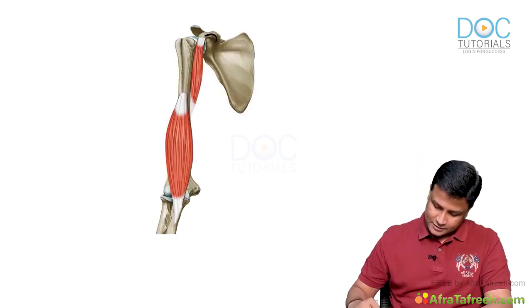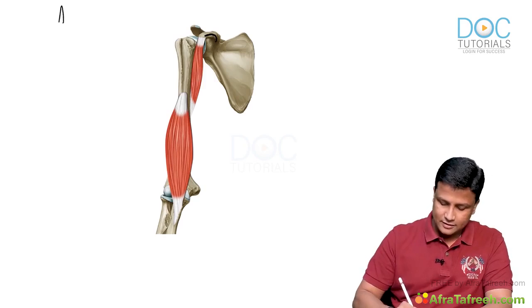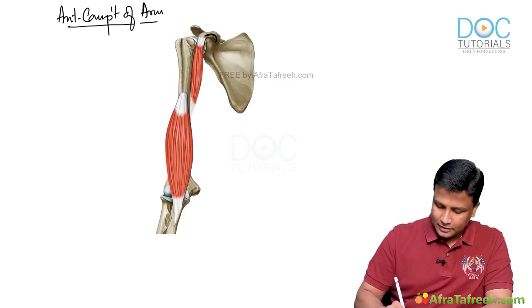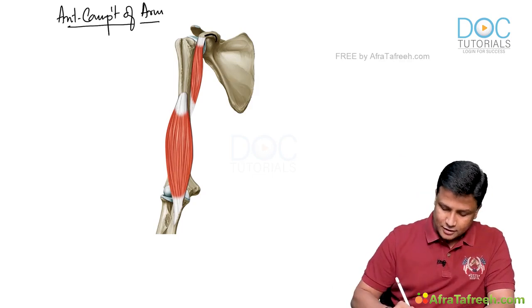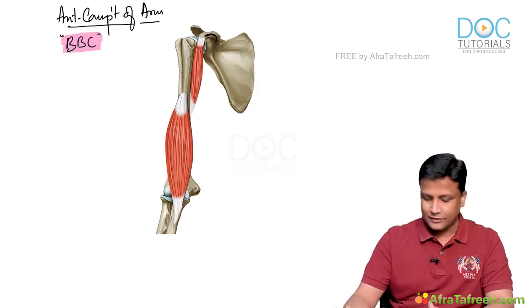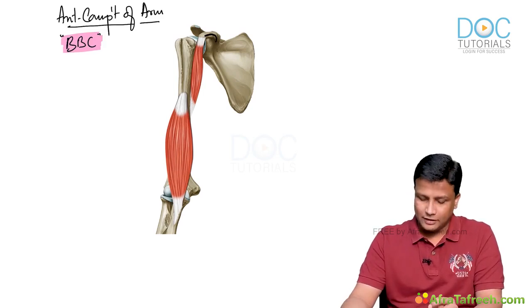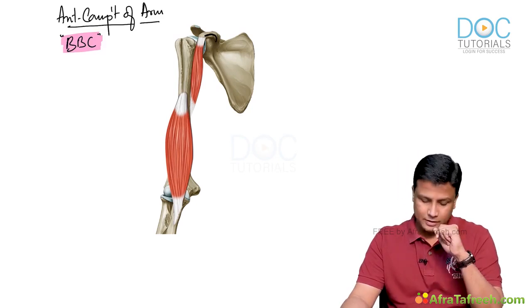Look at this diagram, guys. The moment you look at this diagram here, you can easily identify, yes, this is the anterior compartment of arm. And in the anterior compartment of arm, you'll be having three muscles. And all the medical students love to remember those three muscles with the mnemonic BBC. So you'll be having coracobrachialis, and then biceps brachii, and then the brachialis muscle, guys.